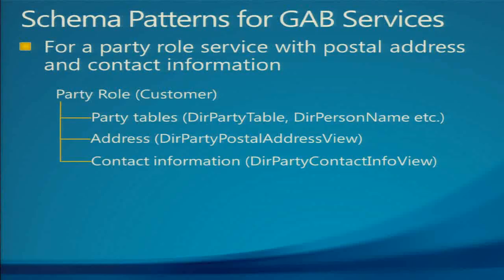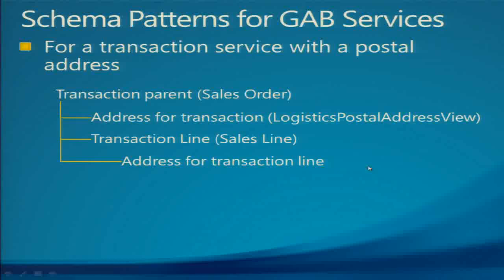The schema pattern, like I talked about, we support two schema patterns for GAB services. One is for a party role service. So you have your party role and you have your party table, like the party table and person name. Then you have your postal address view and your contact information view. We also support a schema for a transaction service. So same thing, you have your sales order, you have your address for the transaction, your sales order line, and an address for the transaction line.